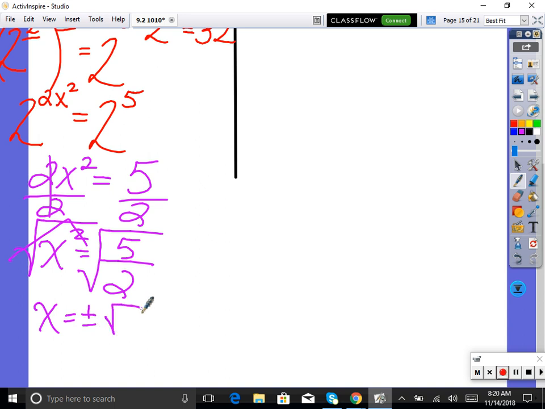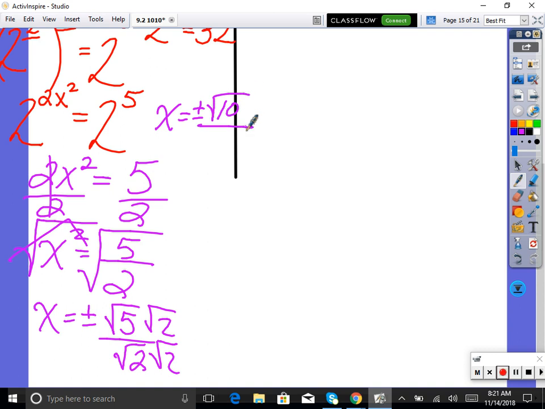Then I need to split it up, don't I? Is that answer an appropriate answer? No, we would then rationalize our denominator. We'd multiply by root 2 over root 2. So our final answer is x is equal to plus and minus root 10 all over what? 2.